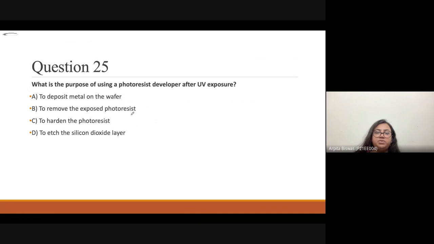What is the purpose of using a photoresist developer after UV exposure? The first option is to deposit the metal on the wafer. The second option is to remove the exposed photoresist. The third option is to harden the photoresist, and the fourth option is to etch the silicon dioxide layer. So please go through the question carefully and try to solve it. What is the purpose of using photoresist developer after UV exposure?